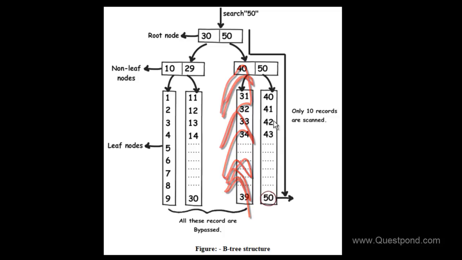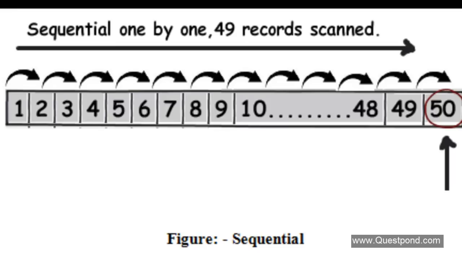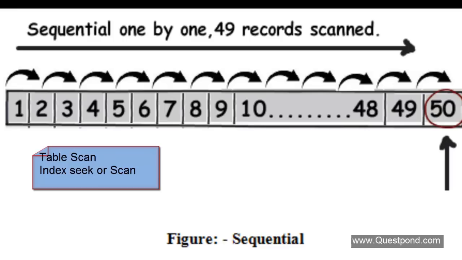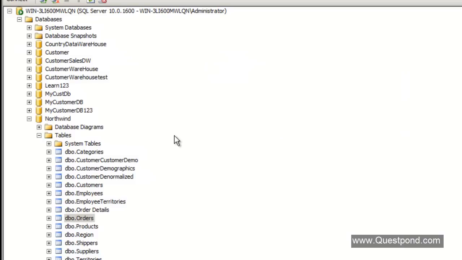So you can see how cleverly, because of this root node, non-leaf node and leaf node arrangement, the complete scanning of records from 1 to 39 has been bypassed. Now when the records are searched sequentially, that means without indexes, SQL Server calls this kind of searching a table scan. And when the records are searched by using the B-tree structure, it calls them an index seek or an index scan.